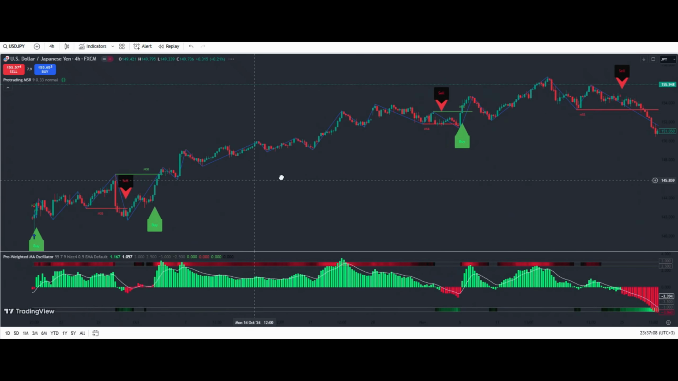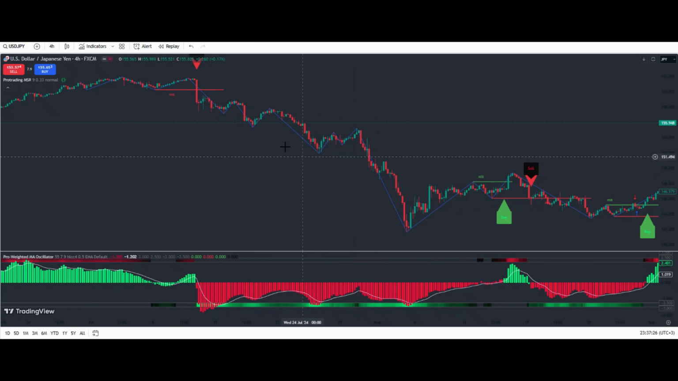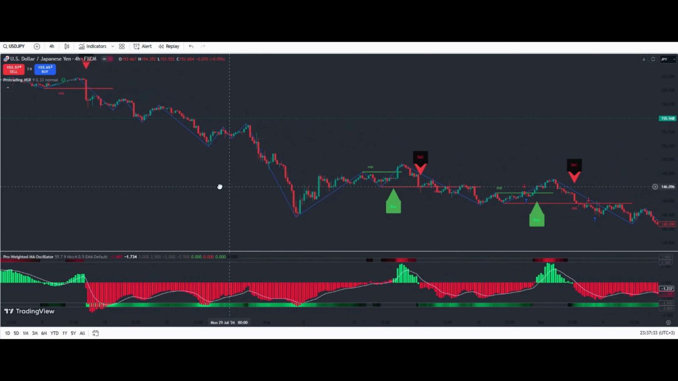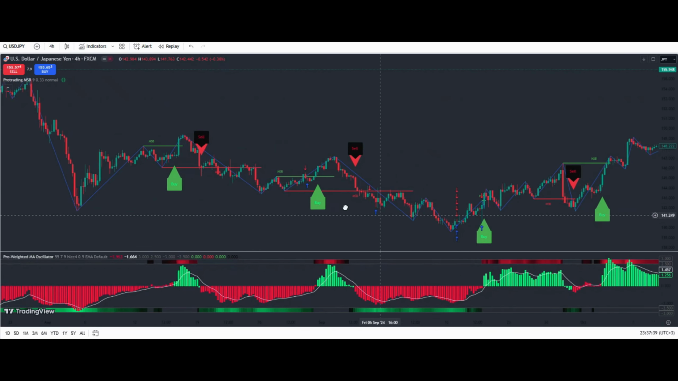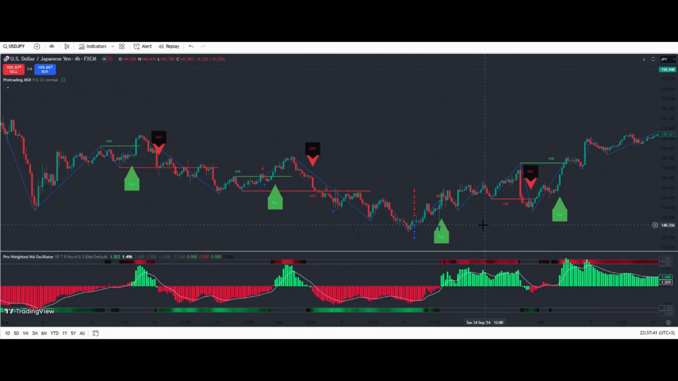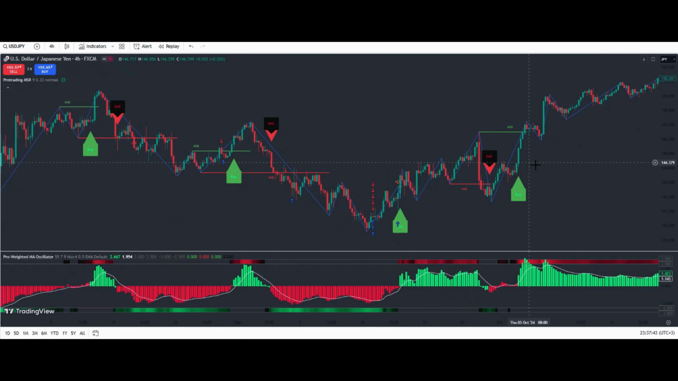This strategy, I'm using it on a 4-hour time frame. As you can see, I'm currently on USD JPY. You can trade this on Forex, on crypto or indices, or if you are trading a bond or yield. No matter the asset class, you can use this strategy to trade any asset class of your choice.